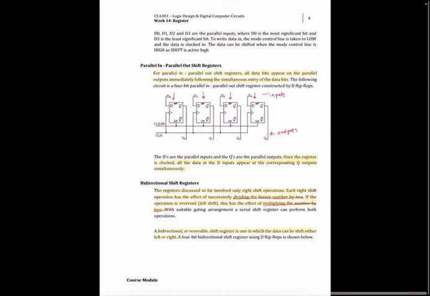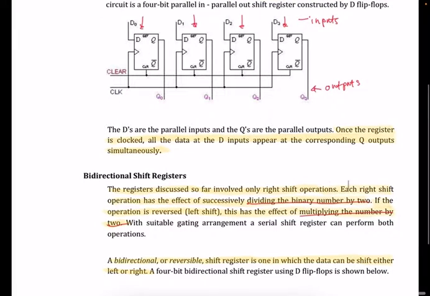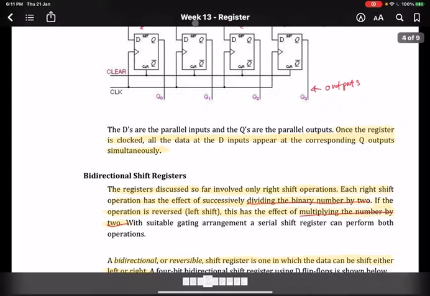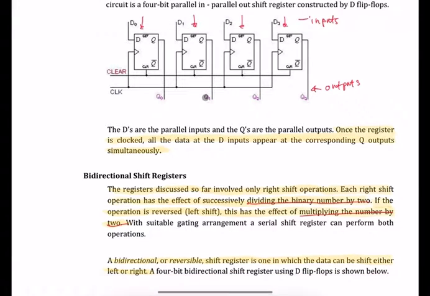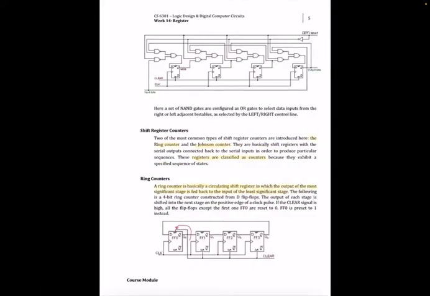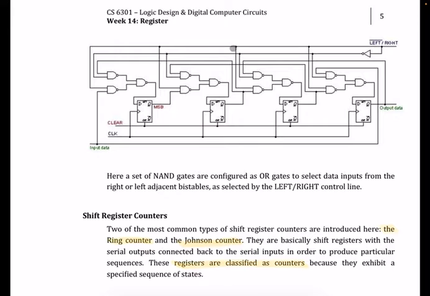Bidirectional shift register naman. Pag sinabing bidirectional, ay the bidirectional reversible shift register, one in which the data can be shifted either left or right. So yung shift register kasi na normal, from left to right lang siya. Pero pag bidirectional, can shift from left to right or from right to left. Yun lang. Ito yung schematic diagram ng bidirectional. So makikita nyo maraming coming out from the left, coming out from the right.